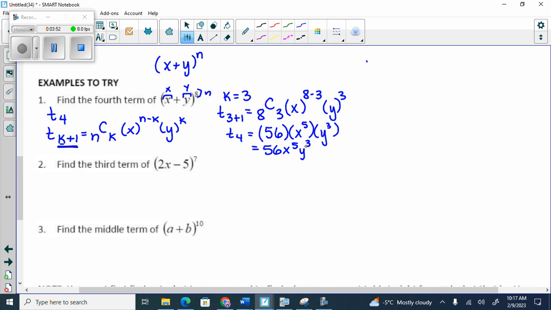So for question 2, it says to find the third term, but what's my problem first? It's my binomial. It's not in the plus form. So I have to go (2x + negative 5) to the 7. So my x is 2x. My y is negative 5. My n is 7. And what's my k going to be? I'm looking for the third term. It'll be 2. Remember, if you don't remember, go to your formula. I need T3. It's k plus 1. So k would have to be 2, because 2 plus 1 is 3. So you try that one out.